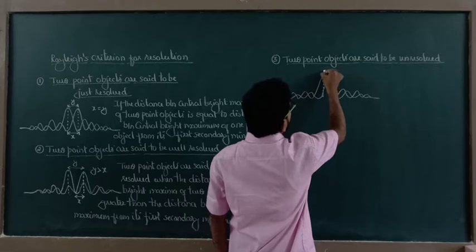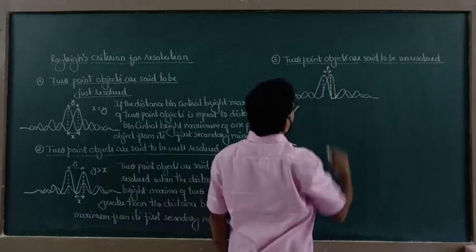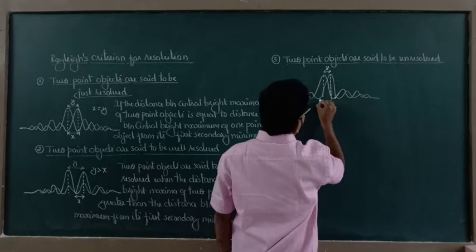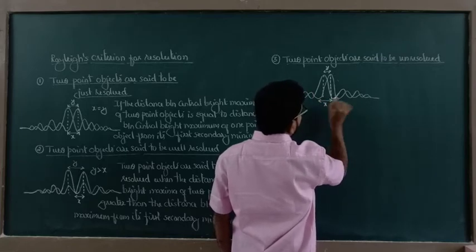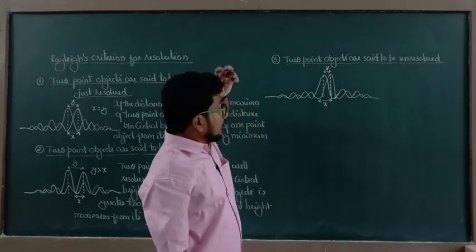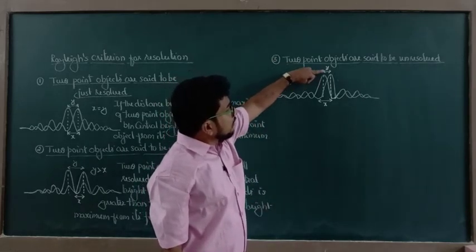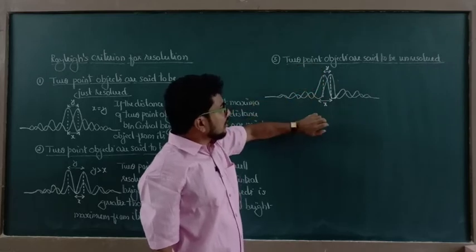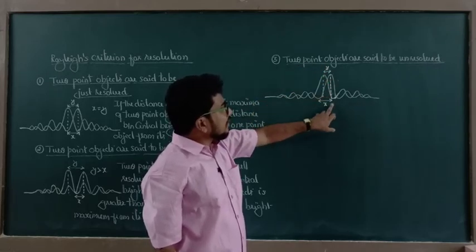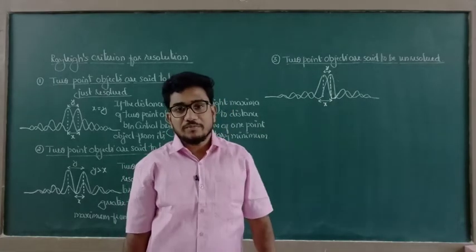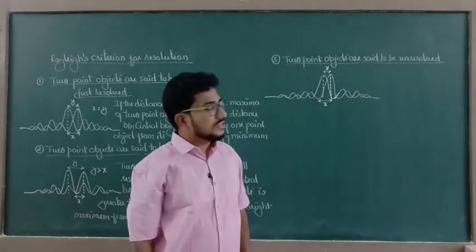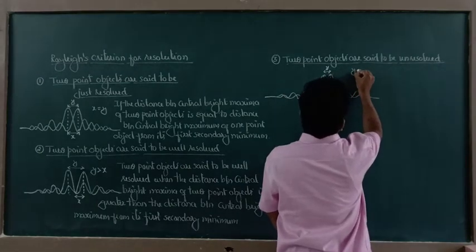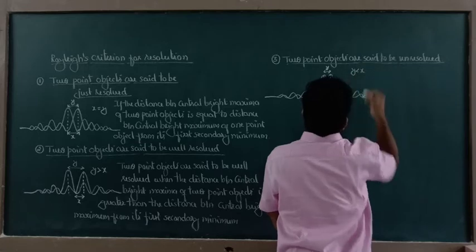This distance y, this distance x. If the distance between central bright maxima of two point objects is less than the distance between the central bright maximum of one point object from its first secondary minimum, in this case those two point objects are said to be unresolved. So that means here y is less than x.